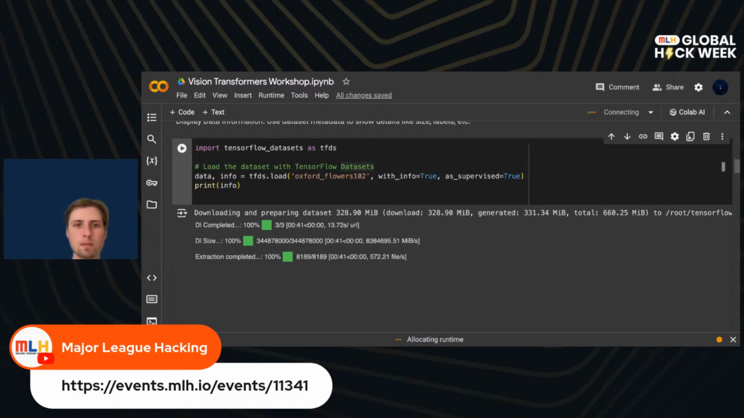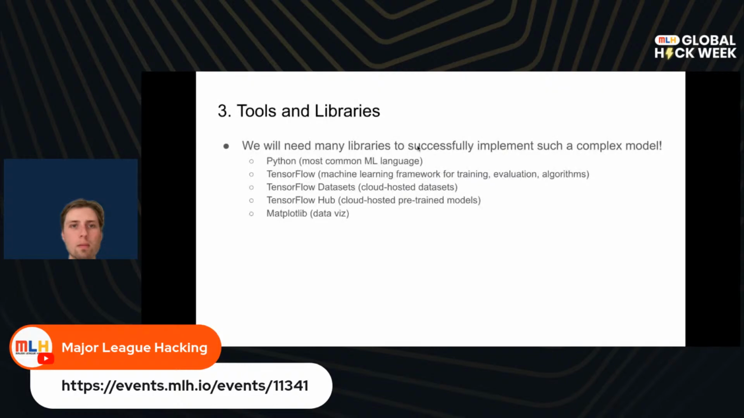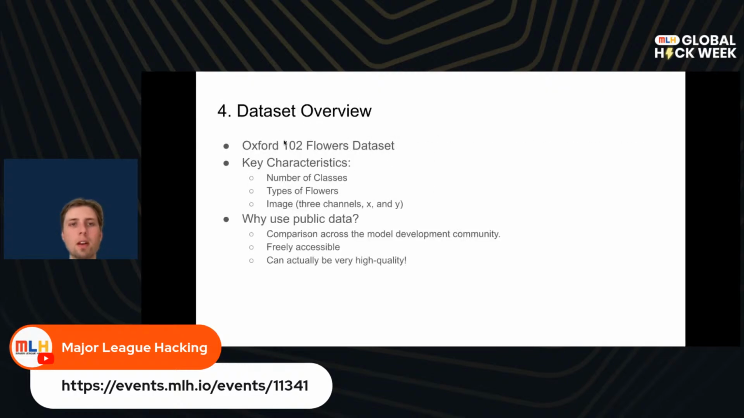Okay, so when we do eventually connect to our runtime, we'll get all of that sorted out. All right. So the Oxford 102 flowers dataset contains some key characteristics. There's characteristics like the number of classes. We already know the number of classes and types of flowers is 102. Okay, so there's 102 classes. And then the image itself has many features. So we talked about features in our previous one.